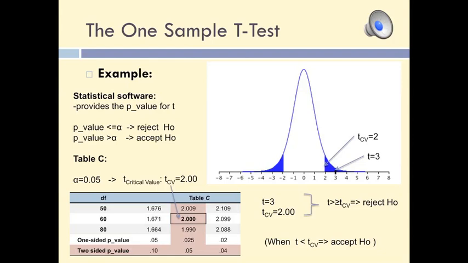Our test statistic was 3, which is larger than the critical value, which is 2. In this case, we reject the null hypothesis because t is further away from the mean than the critical value. It is beyond the limit or beyond the cutoff level. When t is smaller than the critical value, then we should accept the null hypothesis.